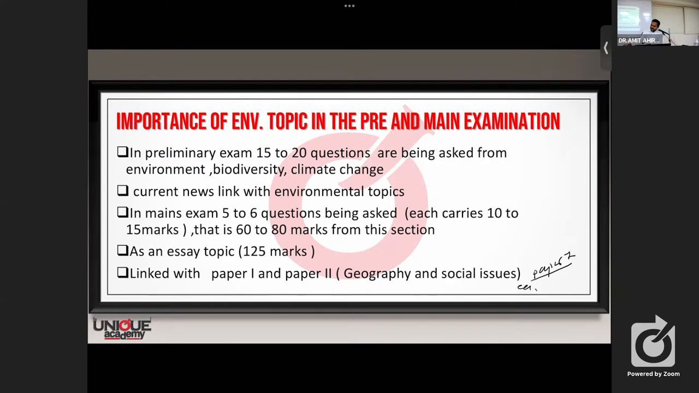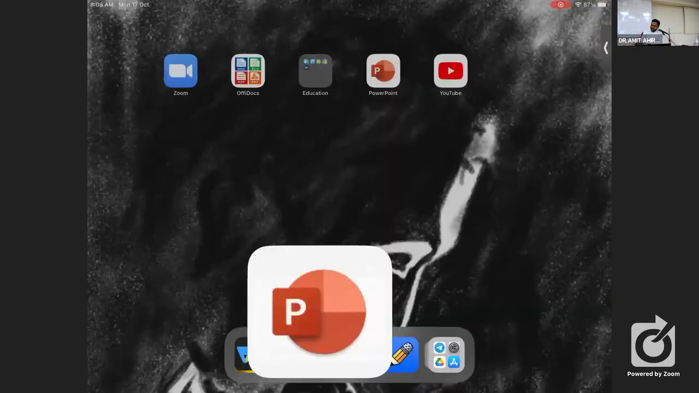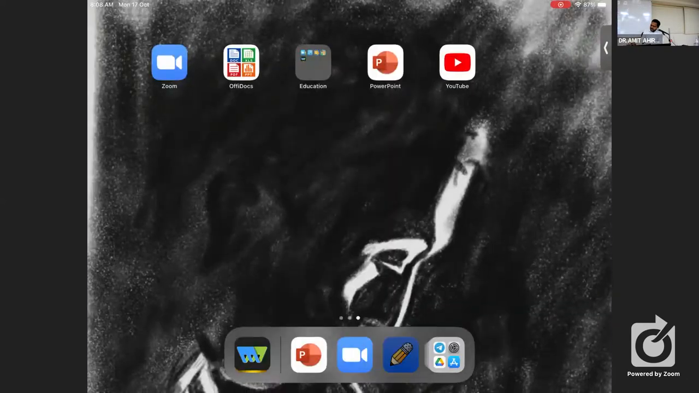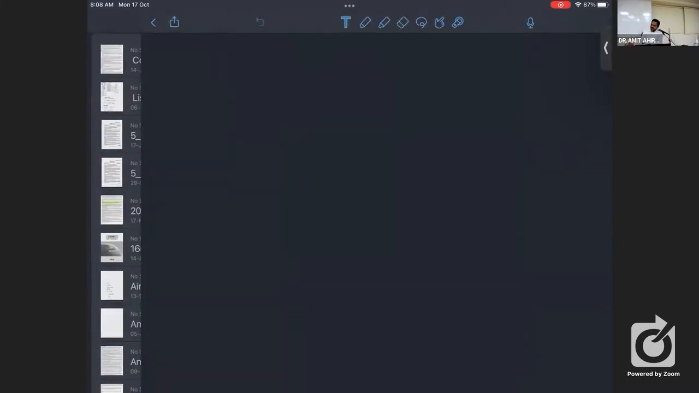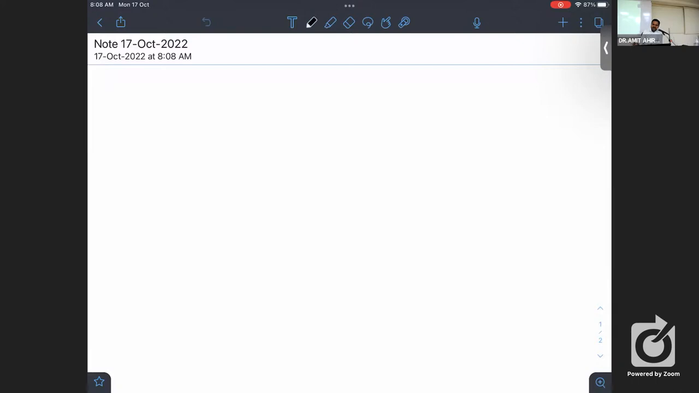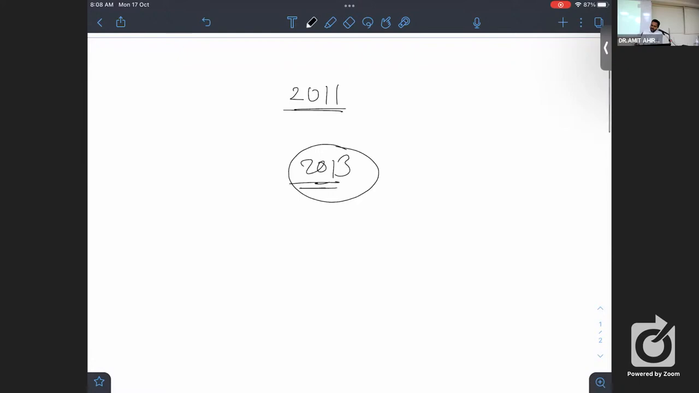after 2000, let me show you the trends. First, I would like to show the trends. Now, see what happens. UPSC had decided to change the syllabus after 2011, right? Till 2013, UPSC kept more or less the same syllabus, and after 2013 UPSC started changing the syllabus.